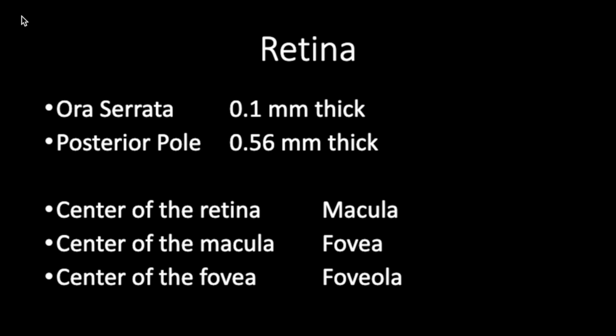Okay, again, macula, fovea, foveola. So the very, very center is the foveola. The foveola is the area of the eye where it is pure 100% cones. It is the most sensitive part of your retina in terms of vision.